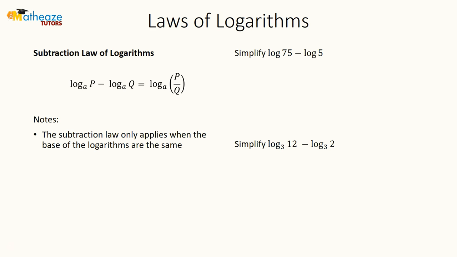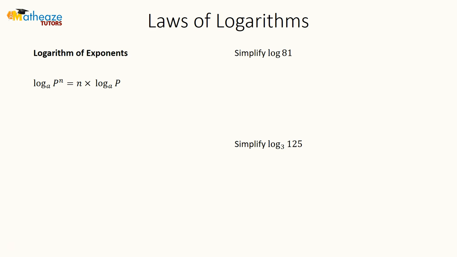So now let's look at this example. Simplify log 75 minus log 5. That's going to give us log of 75 divided by 5, which is log of 15. Now we look here, simplify log to base 3 of 12 minus log to base 3 of 2. We have the same base, so I'm going to write log with the base 3 of 12 divided by 2, which is log to the base 3 of 6.